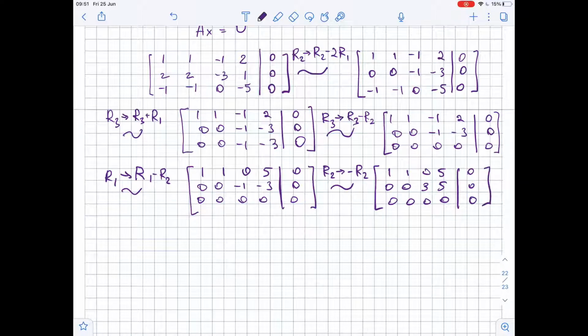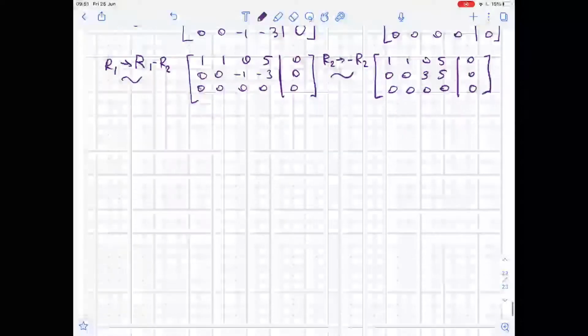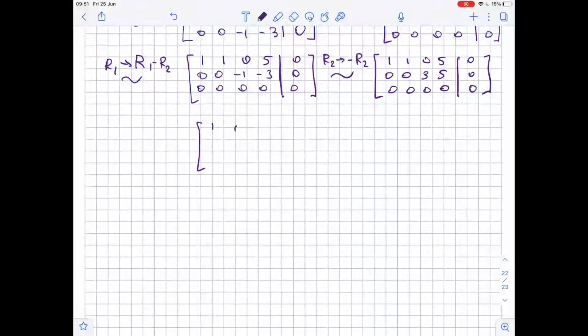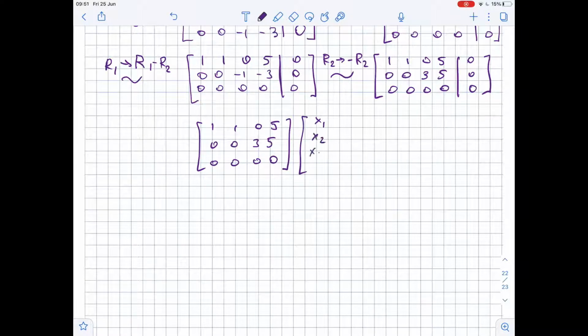Well, now we can solve this by writing this down as 1, 1, 0, 5, 0, 0, 3, 5, 0, 0, 0, 0, times x1, x2, x3, x4 equals 0. Then we'll write this down as a system of equations. So it's x1 plus x2 plus 5x4 equals 0. Then 3x3 plus 5x4 also equals 0.